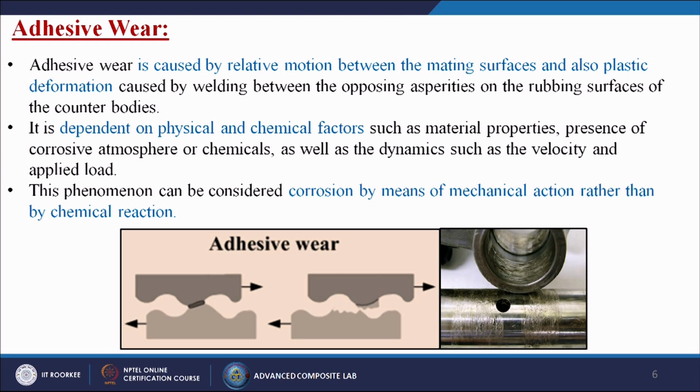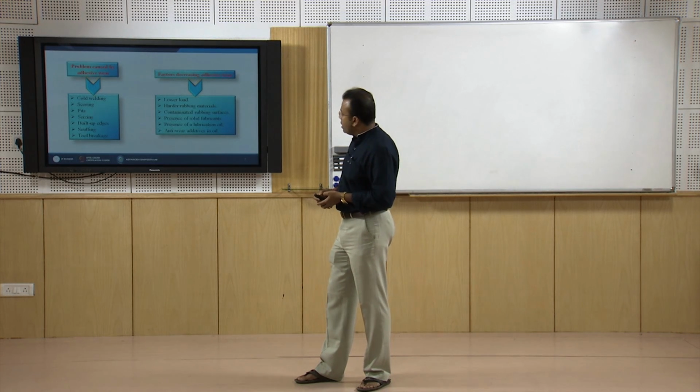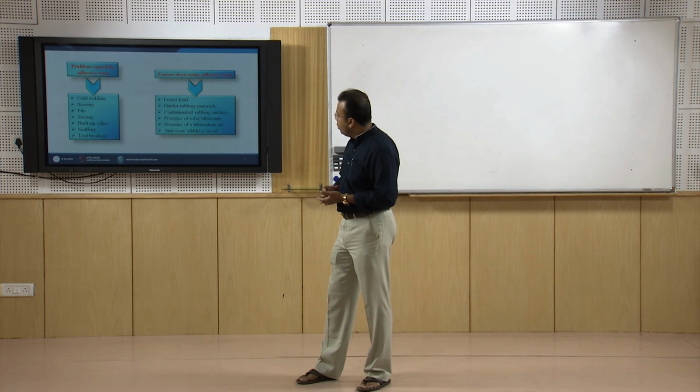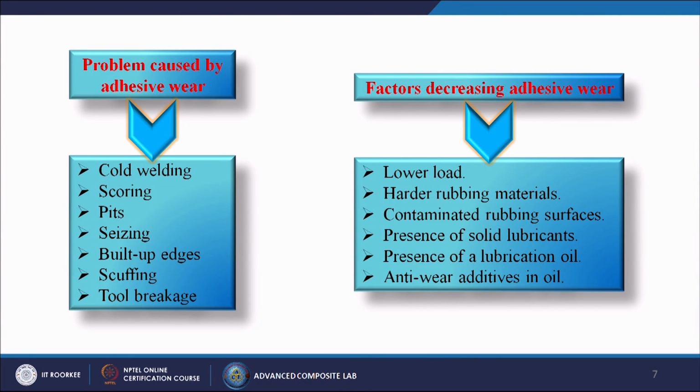On the right hand side you can also see that this kind of adhesive wear is taking place on this surface at the time of grinding. So, what are the problems caused by adhesive wear? Generally cold welding, scoring, pits, seizing, built up edges, scuffing, tool breakage.